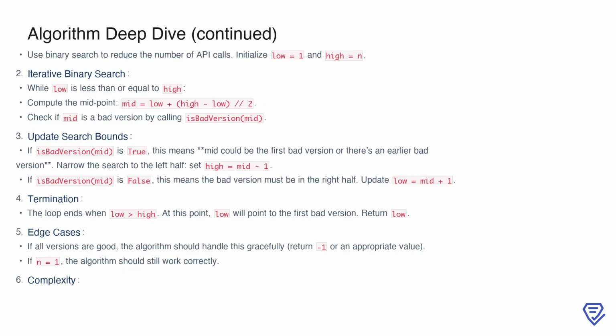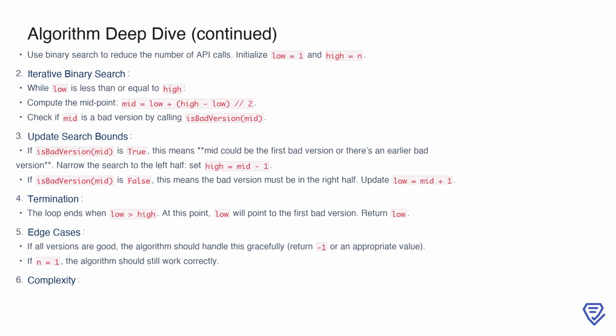Now, let's optimize the search process using binary search. The idea is to leverage the sorted nature of the problem. Once a bad version is found, all subsequent versions are bad. First, we define our search space with low set to 1 and high set to n. Then, we enter a loop that continues as long as low is less than or equal to high. Inside the loop, we calculate the middle point, mid, as low plus (high minus low) // 2. We then call isBadVersion(mid) to determine if the middle version is bad.